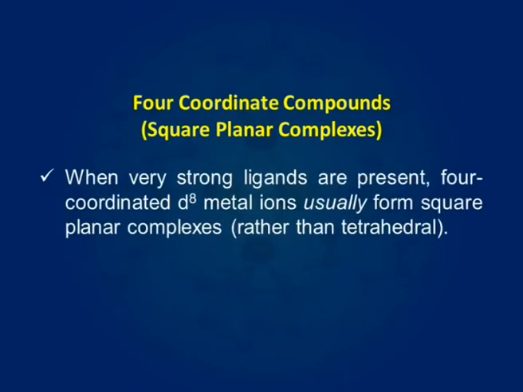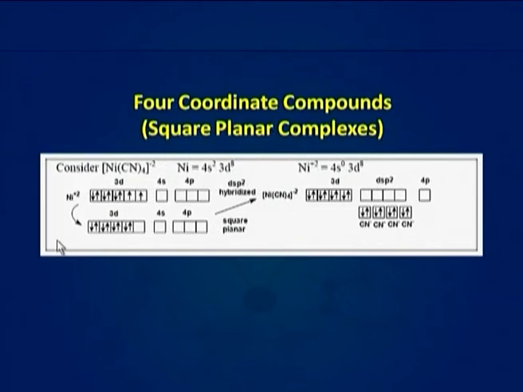When very strong ligands are present, 4 coordinated d8 metal ions usually form square planar complexes rather than tetrahedral. An example is [Ni(CN)4]2-. Nickel in +2 oxidation state will have the electronic configuration 4s0 3d8. Here is the electronic configuration of nickel 2+, but in the presence of a strong field ligand CN-, these 2 electrons are forced to pair up. Here you can see the pairing of these two electrons.